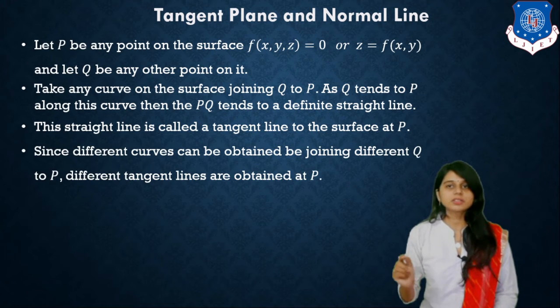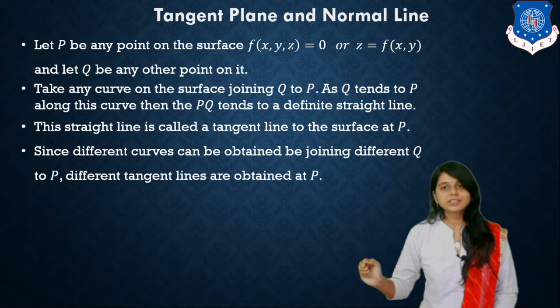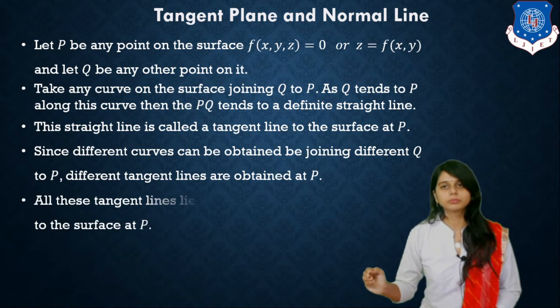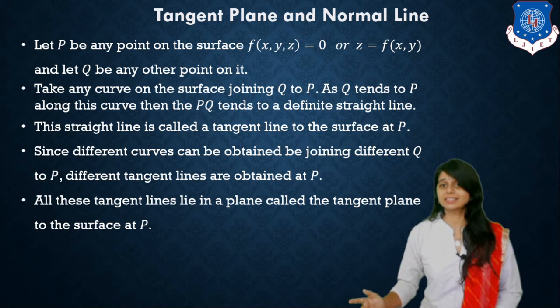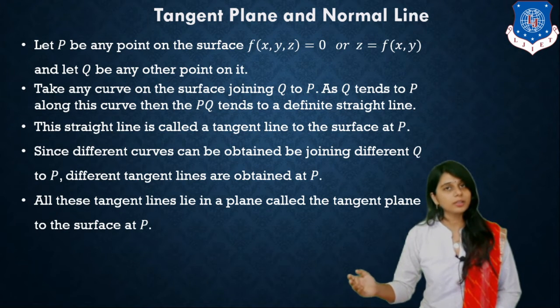Since different curves can be obtained joining Q to P, different tangent lines are obtained at P. All these tangent lines lie in a plane called the tangent plane to the surface at P.